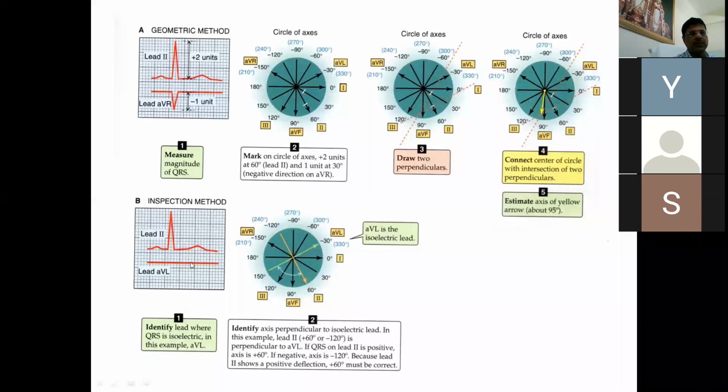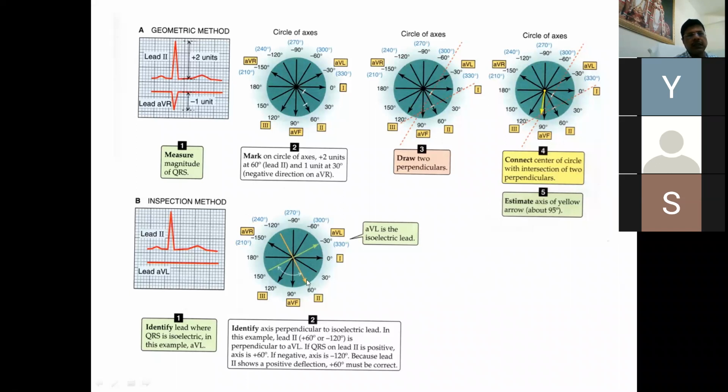It's isoelectric. So you go to the hexaxial system and you see the axis which represents the AVL. See here, it is between -30 and plus 150 degrees. That we already know, a standard. So to that axis, to AVL, which lead is perpendicular? Perpendicular, 90 degrees. Lead 2 is perpendicular.